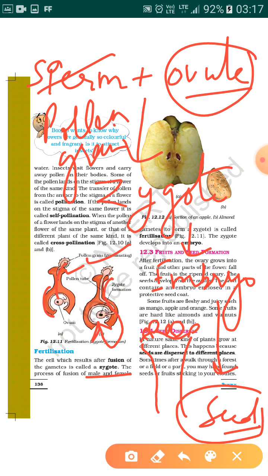So this part will swell up, and this is the ovary, and it becomes fruit, and the ovule which is present inside, you can say ovum also. So that ovule, once it gets fertilized with the pollen grain, first forms a zygote, then it forms an embryo, and ultimately in future it becomes seeds. So this is how fertilization takes place in case of plants. Thank you very much. Revise well.